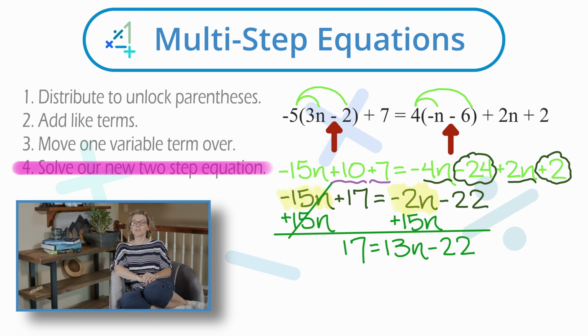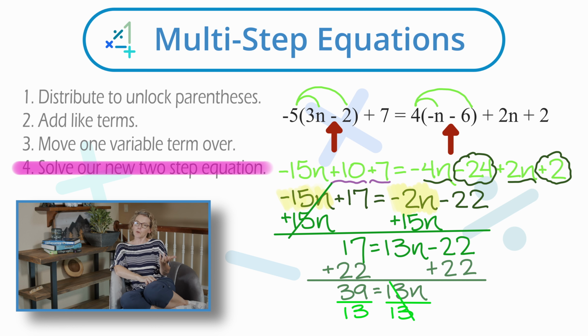Step 4, we solve this by first adding 22 to both sides, giving 39 equals 13n. Divide both sides by that 13. 39 divided by 13 is 3, so 3 equals n and n equals 3. Doesn't this make you feel so smart? You are doing amazing and awesome algebra.